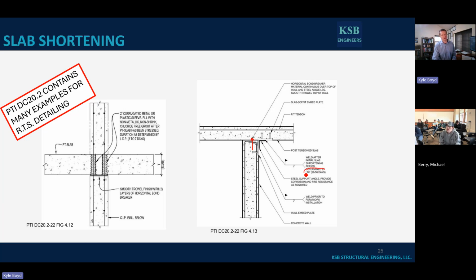I'm going to put in my detail, weld it 56 days after the slab's been poured. Then after it's been poured, now I have a way to get my horizontal forces from my diaphragm into my shear wall, right? They're going to come through this element right there.